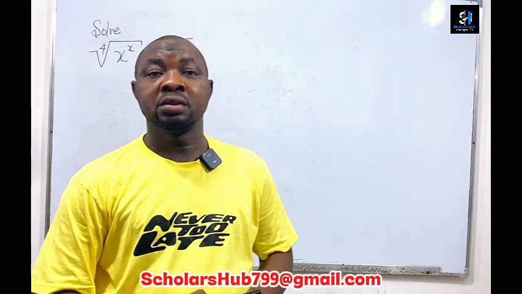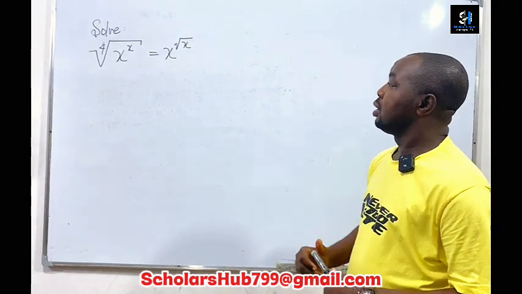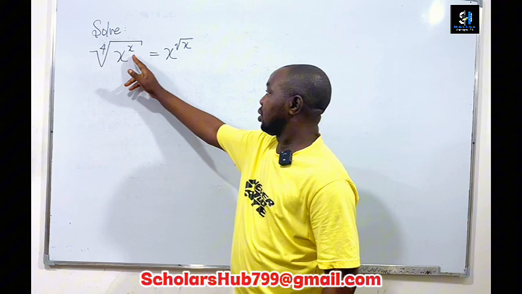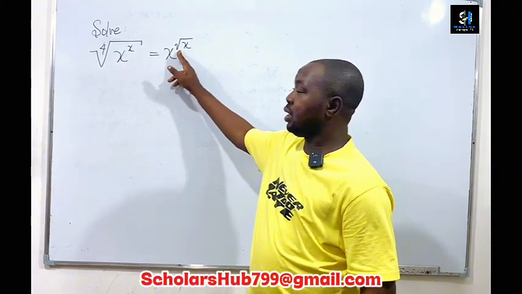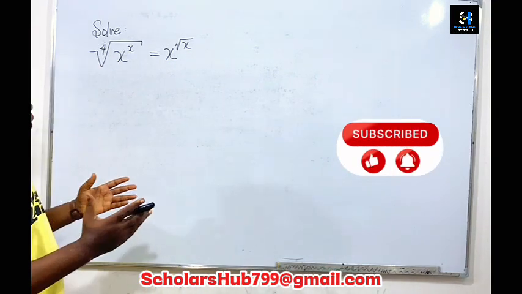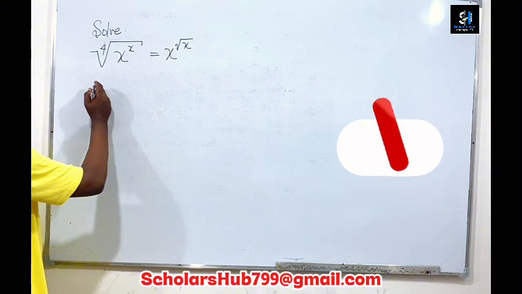Hello everyone, let's solve this simple question on the board. We have the 4th root of x raised to the x power equals x raised to the power of root x, that's square root of x. So we can just apply laws of exponent, but first let me change this to the left hand side.